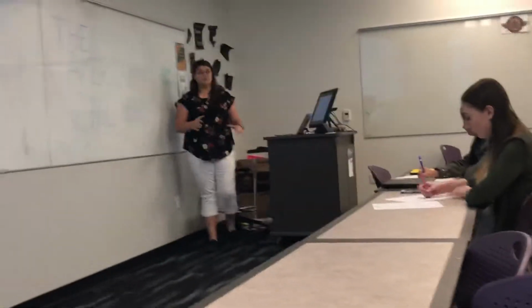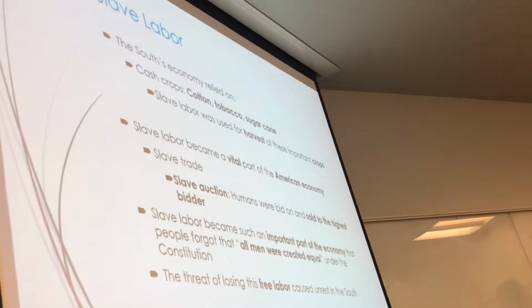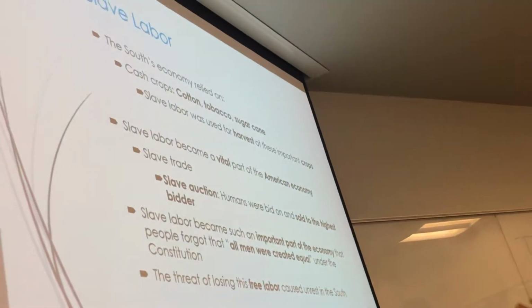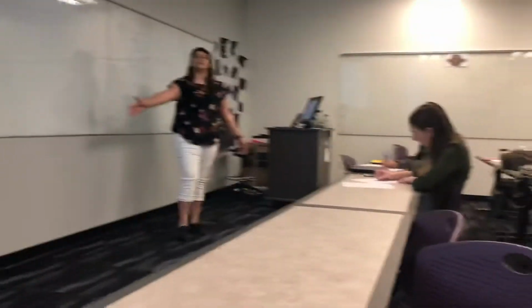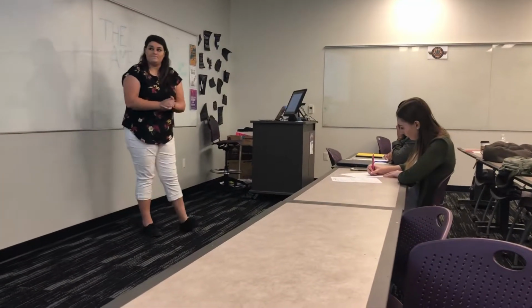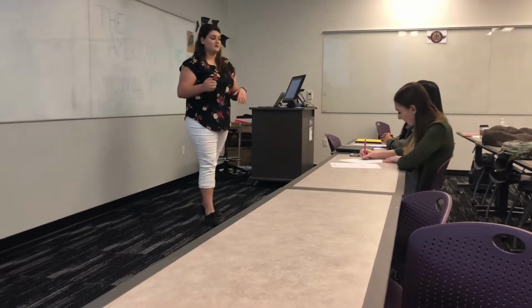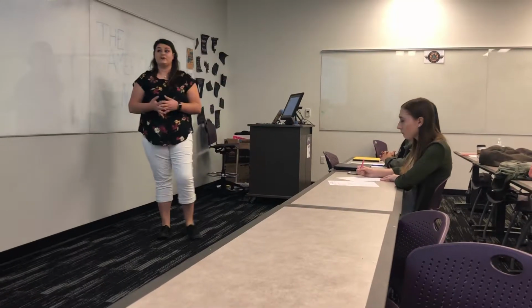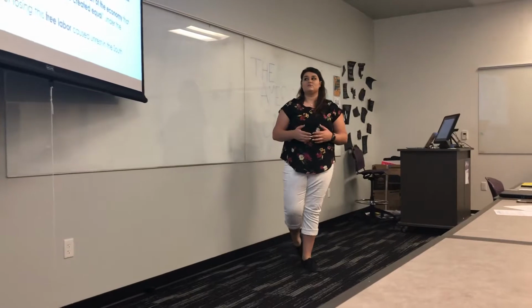Slave labor was a huge moral issue that the country was facing when the Civil War broke out. And so the South greatly required the slave labor, and they focused their efforts on cotton, tobacco, and sugarcane. And the slave labor was used to harvest these important crops. And the slave labor became a vital part of the American economy, which later led to slave trade, slave auction. And the slave auction was a horrible time where humans were bid on and sold to the highest bidder.